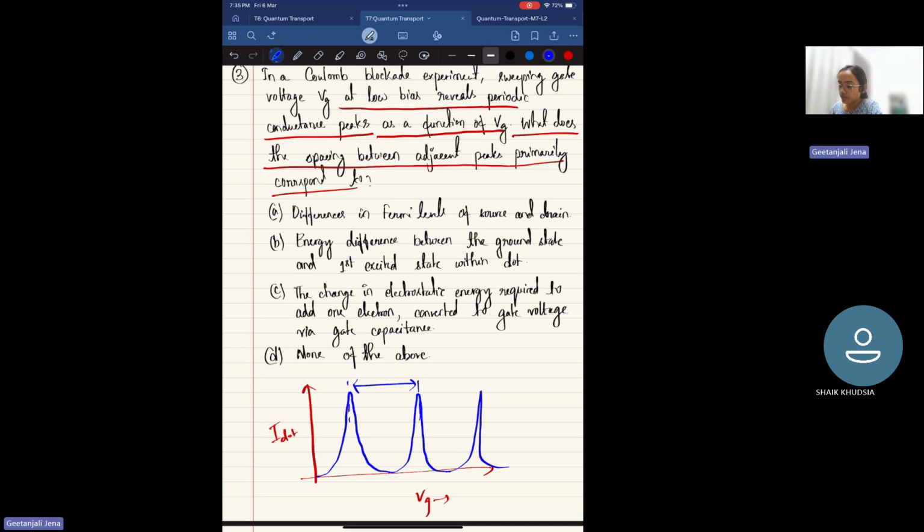Option A, difference in Fermi level of source and drain. Option B, energy difference between the ground state and the first excited state within the dot. Option C, the change in electrostatic energy required to add one electron, converted to gate voltage via gate capacitance. Option D, none of the above. What does this spacing correspond to?